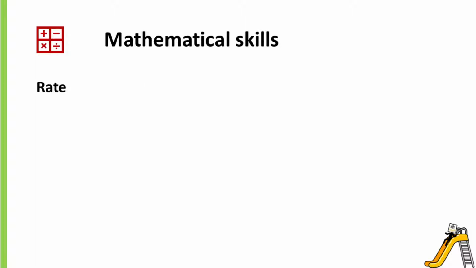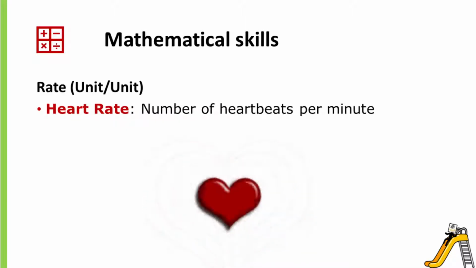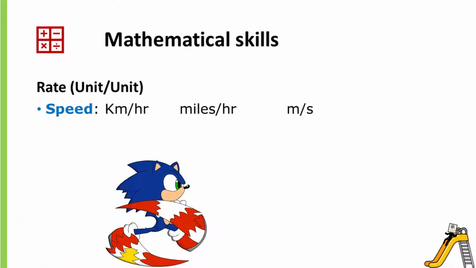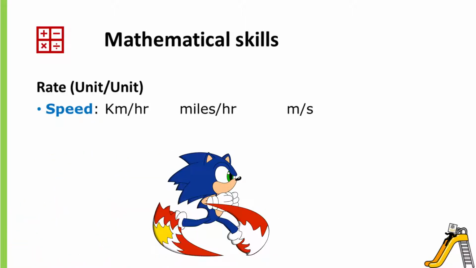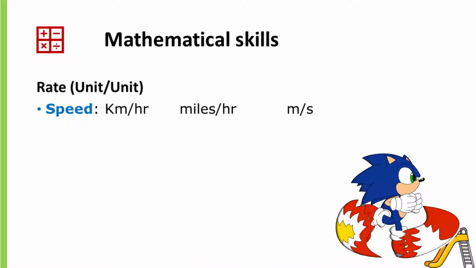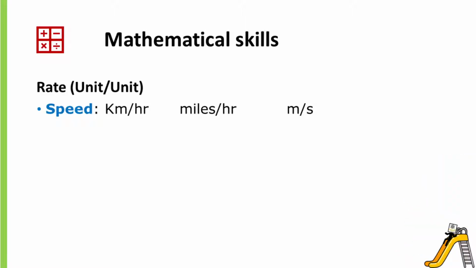Rate is essentially a unit divided by another unit. So the best way to make this clearer for you guys would be to give you some real life examples where rates are used. For example, the heart rate, they measure the number of heartbeats per minute. When it comes to speed, you measure distance over time, and that will be, for example, kilometers per hour, miles per hour if you're in the US, or meters per second if you are doing physics like the rest of you guys.